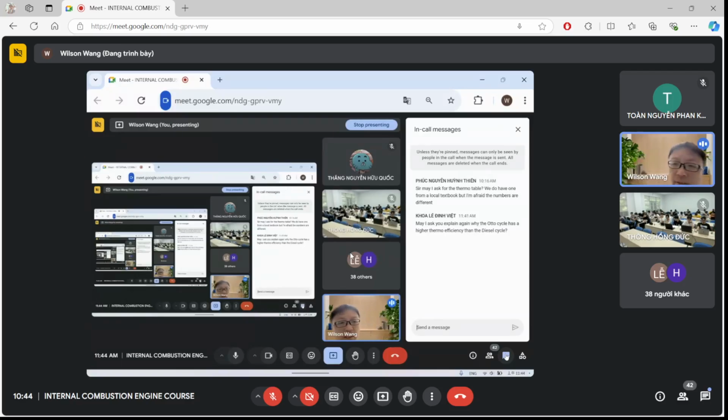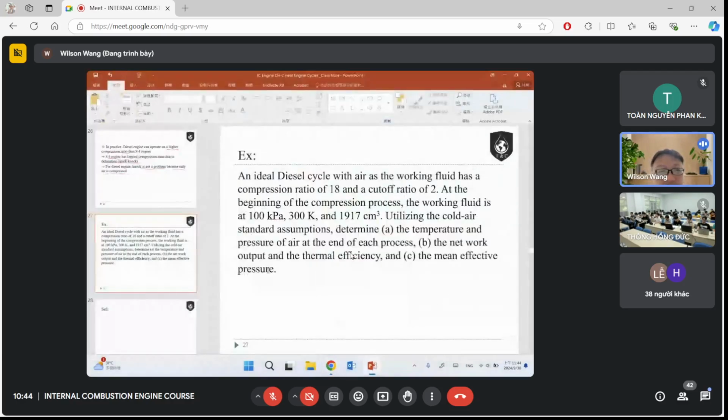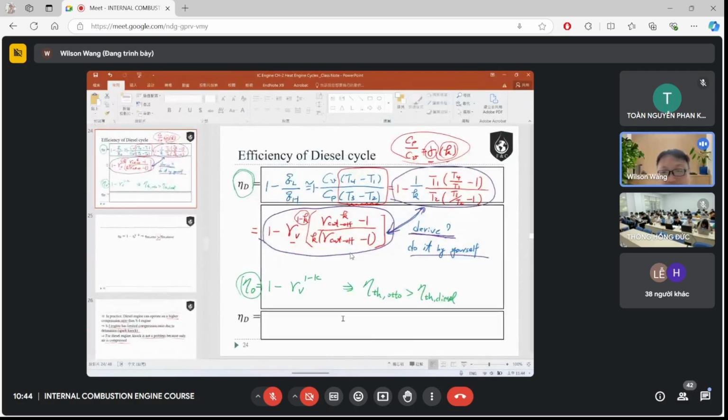So the student is asking, may I ask you to explain again why the Otto cycle has a higher thermal efficiency than the diesel cycle? It's right here, all right?